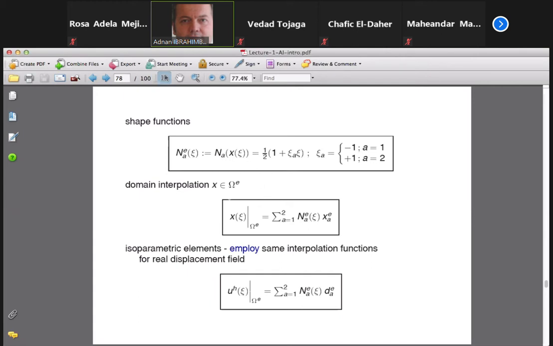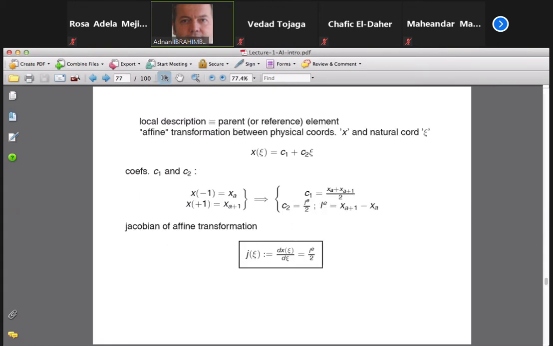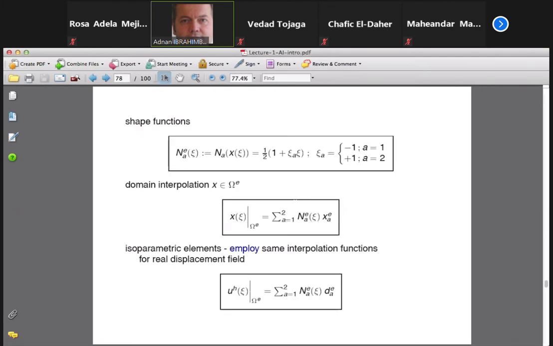Note that these shape functions, the way they are used to construct geometry, is now another way of writing it, because here I had x to be c1 plus c2 times xi, where c1 is (x_a plus x_a+1) divided by 2, and c2 is L_e divided by 2. This can also be written as N1^e of xi times x1^e plus N2^e of xi times x2^e, where N1 and N2 are nothing but x_a and x_a+1, I mean, in terms of numerical values.